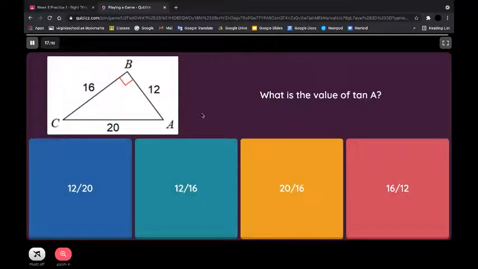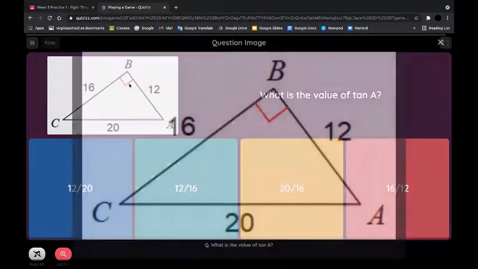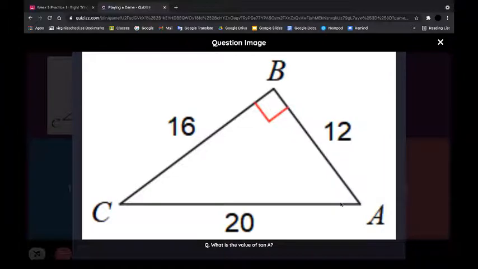What is the value of the tangent of angle A or theta of angle A? So the formula for a tangent of an angle is opposite over adjacent. So the opposite side of angle A is 16 and the adjacent side is 12. So the answer is 16 over 12.